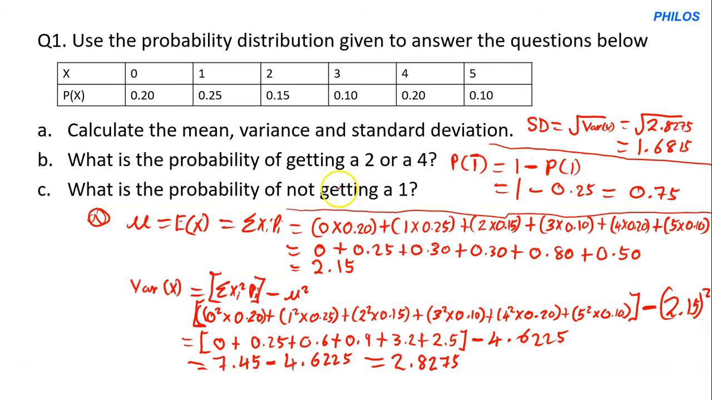Another way of doing this question C is, the question says, what is the probability of not getting a 1? So not getting a 1 means you are not getting this. So it will be the probability of getting a 0 or 2 or 3 or 4 or 5, but not 1. So you add the probability of 0 to that of 2, 3, 4, 5. When you add them together, you definitely get this 0.75. So let's proceed to the next question.